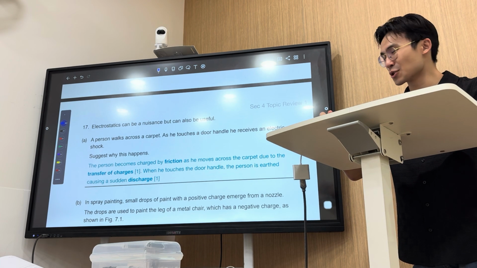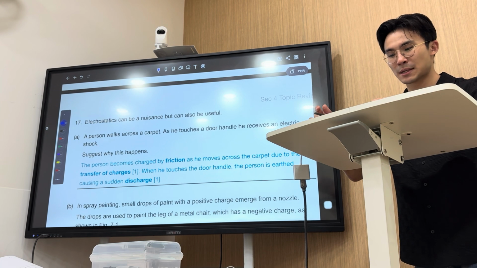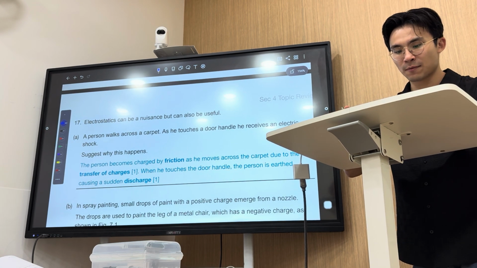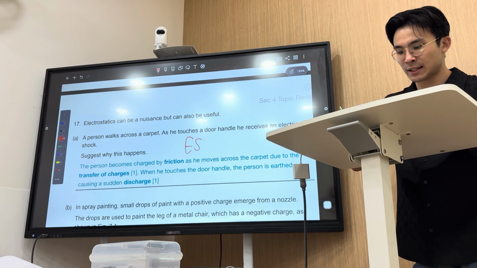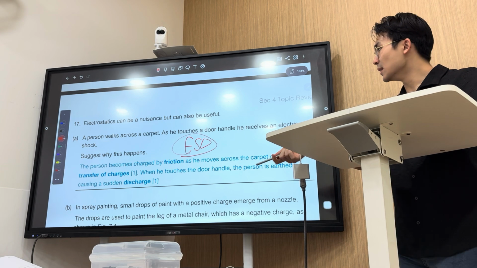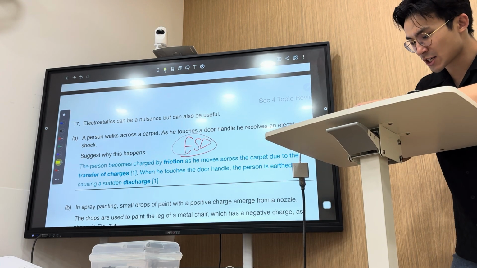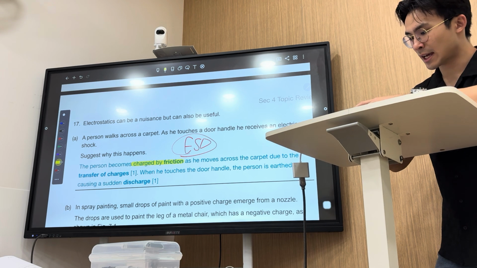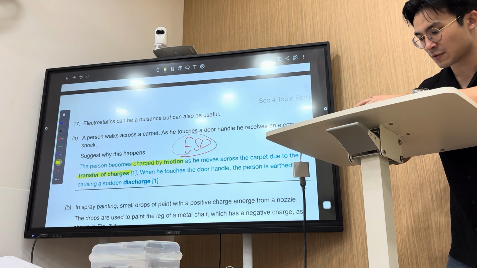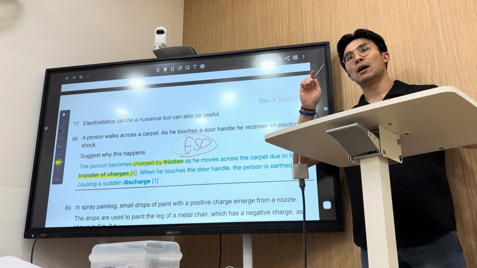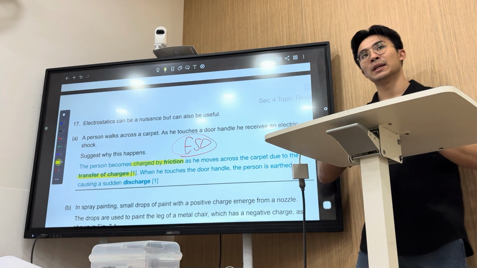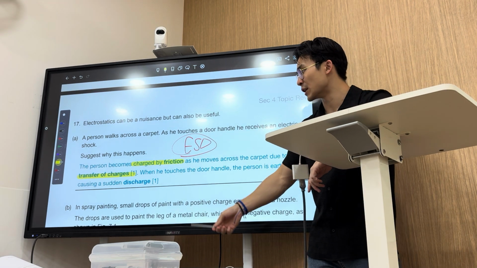Okay, next. Electrostatics can be a nuisance. This person walked across a carpet. We are focusing on electrostatic discharge for this question. So he becomes charged by friction as he moves across the carpet due to a transfer of charges. Now let me caution you guys against something. I saw quite a few of your answers for this one.